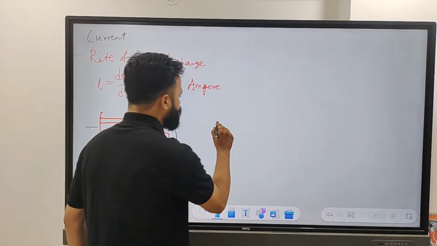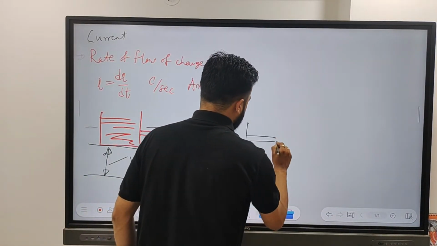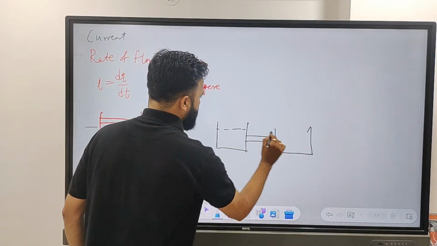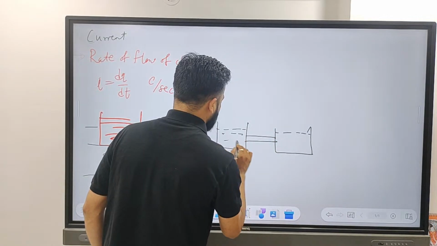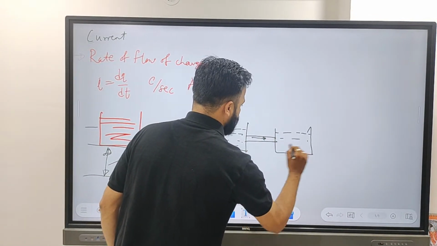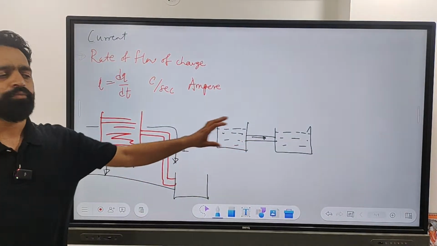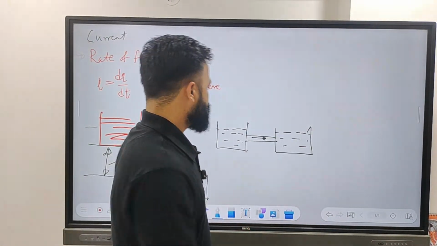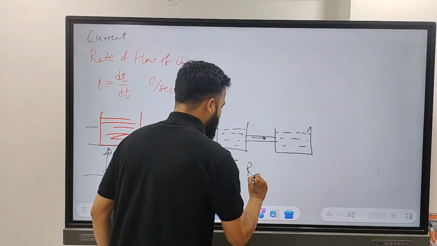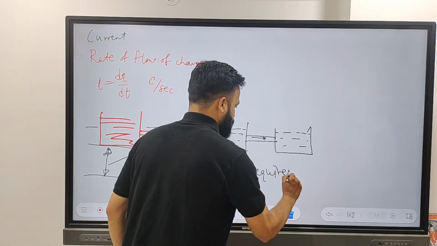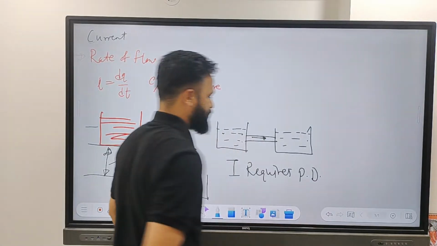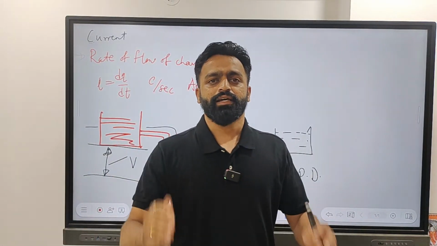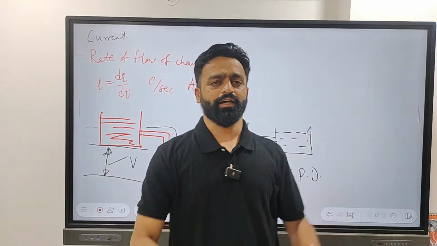If I keep two water tanks at the same level, then water will flow through this pipe until the water level in both becomes the same. Once the water level in both tanks is the same, current will not flow. So current requires potential difference, and hence I can say if there is a voltage there will be current.